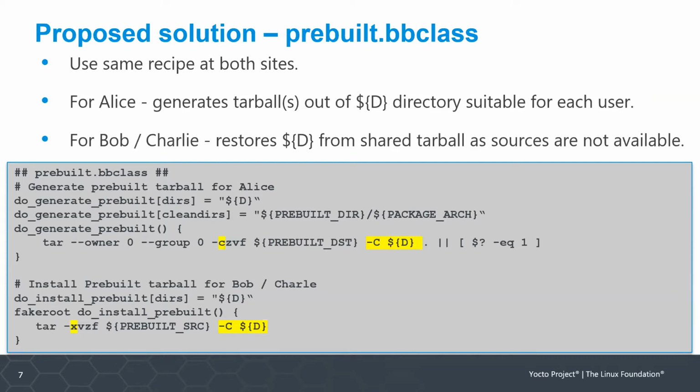So here is a high-level implementation of the class. The task which generates the pre-built is called do generate pre-built. As you see, it is tarring the deploy directory, and the task which runs at user side to reproduce a deploy directory is called install pre-built. As you see, it is untarring the provided pre-built tarball into deploy directory.